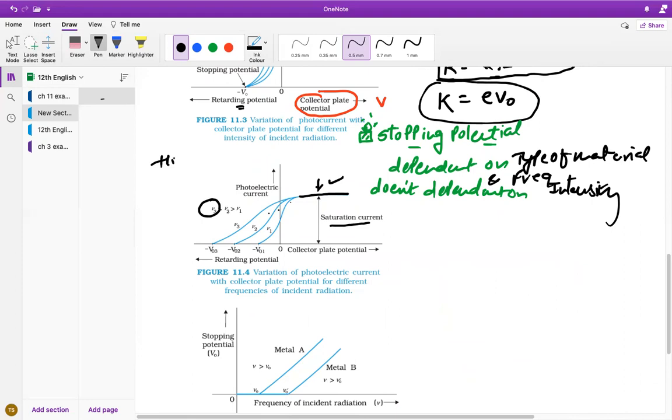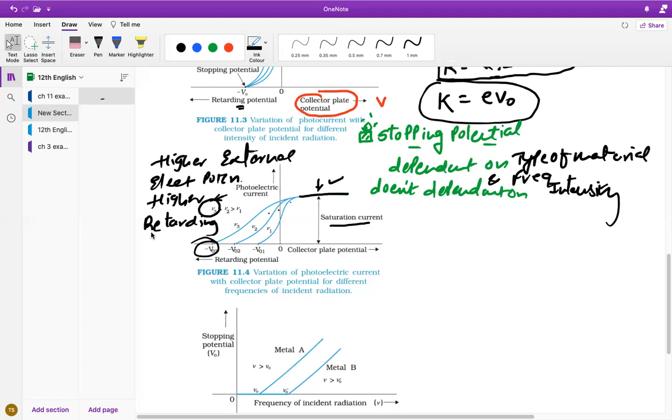So it means that the higher the external electric potential, the higher will be its retarding potential or negative value. So V3, V2 and V1: the higher the value of V3, the more negative value we got as the retarding potential or stopping potential. So these are the graph values you have to remember.